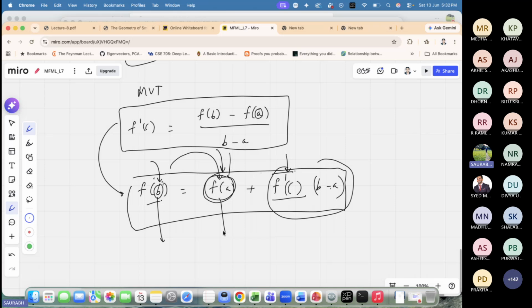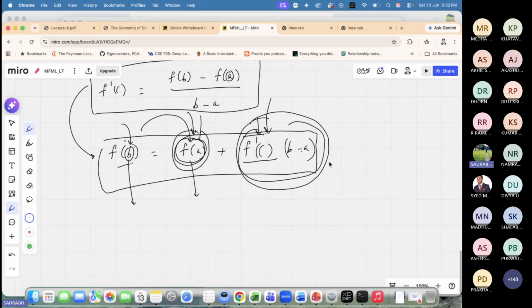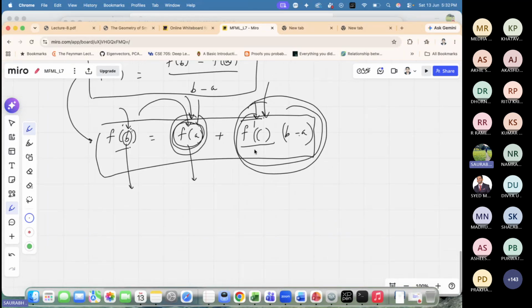If you already know the function's value at a given point a, what you need to do is add the function value at a, plus how the function behaves in between b to a. What is this? How does the slope change between b to a? That's what it means. But think of it again, the problem is we don't know.